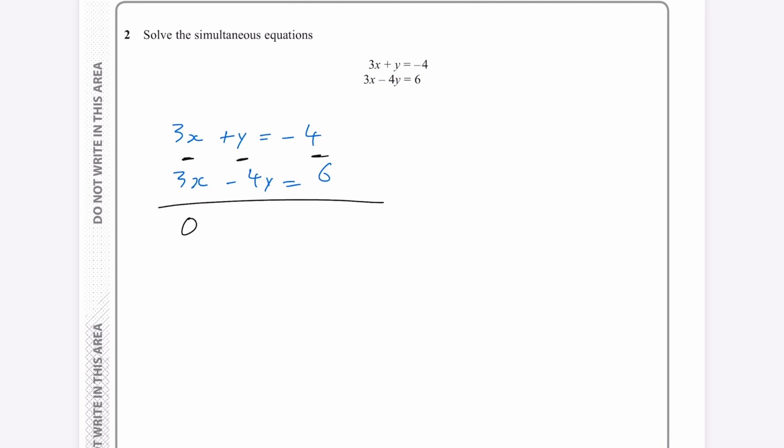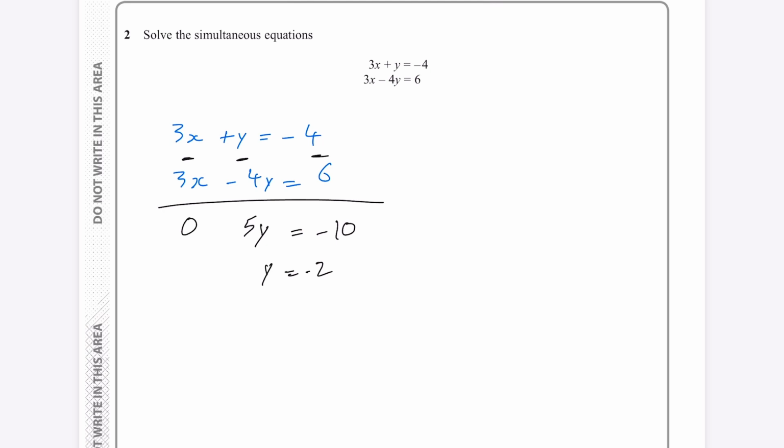We either want to make the x or the y as a 0. And this bit you have to be careful with because it's y minus 4y. So that would be 5y because a minus and a minus there becomes a plus. And the last one is minus 4 minus 6, which is minus 10, which then means that y is going to equal minus 2, because minus 2 times 5 is equal to minus 10.